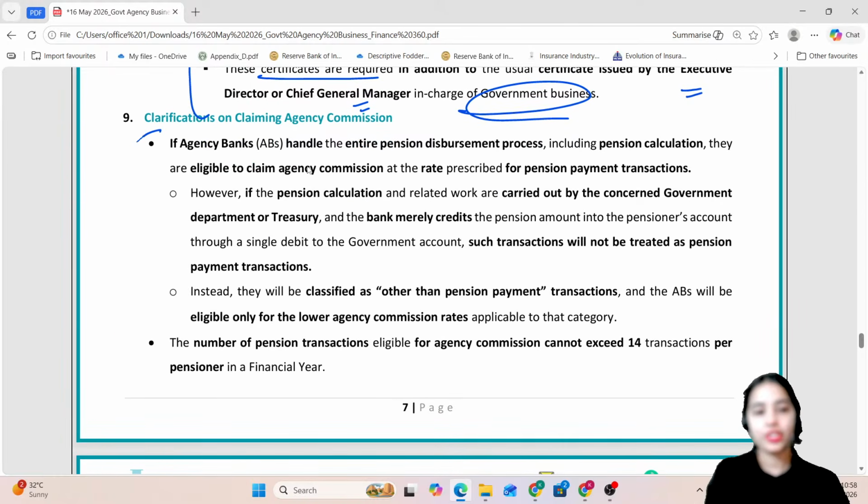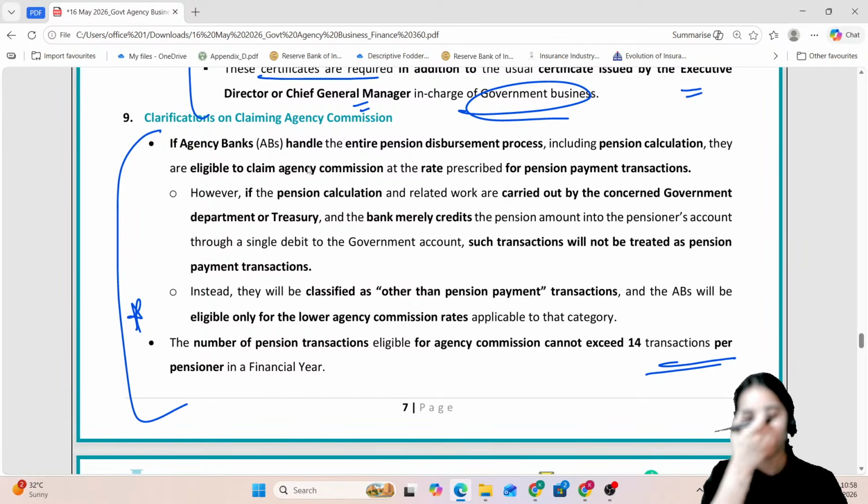Now coming to the pension, this is also very important because there are certain things that you have to remember. If the agency bank is handling the entire pension disbursement process including the pension calculation, they are eligible to claim agency commission at what rupee? So if the agency bank is handling the entire pension disbursement process, per transaction they will receive 80 rupees for pension payment, right?